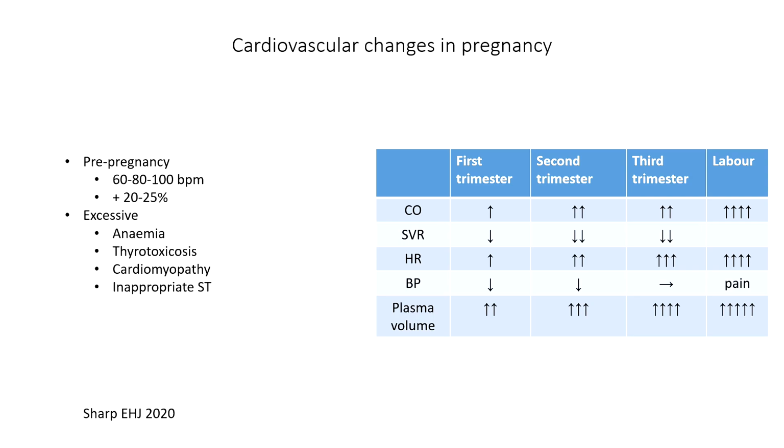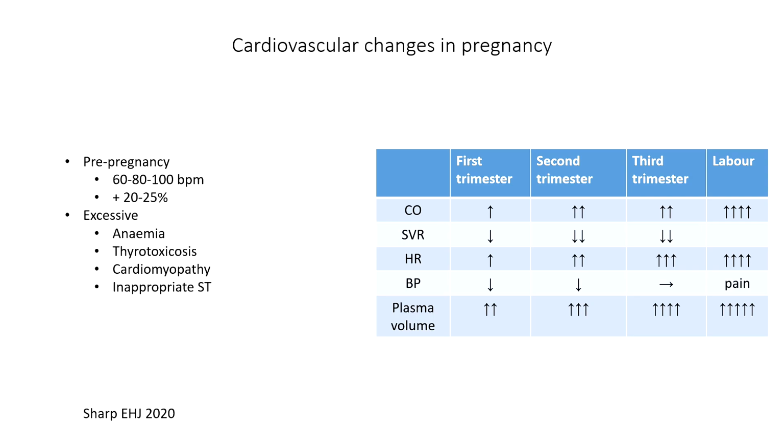There are some important changes in pregnancy. One of them is a significant increase in heart rate, with an average heart rate of around 80 in pregnancy. There is around a 20 to 25% increase in the heart rate that goes on increasing from the first trimester to the second trimester to the third trimester. This is associated with a decrease in systemic vascular resistance and an increase in cardiac output. All of this correlates with an increase in plasma volume, which increases from the first trimester to the second and third trimesters.